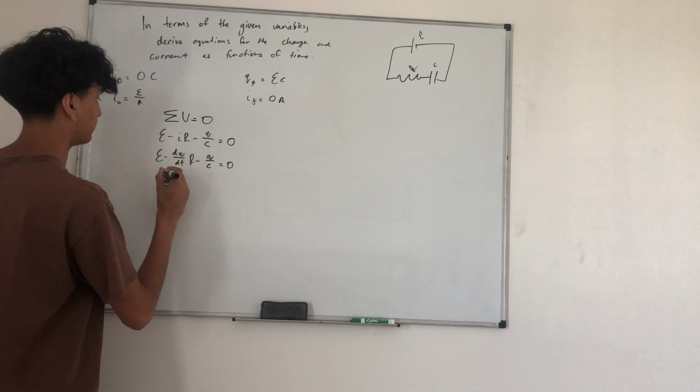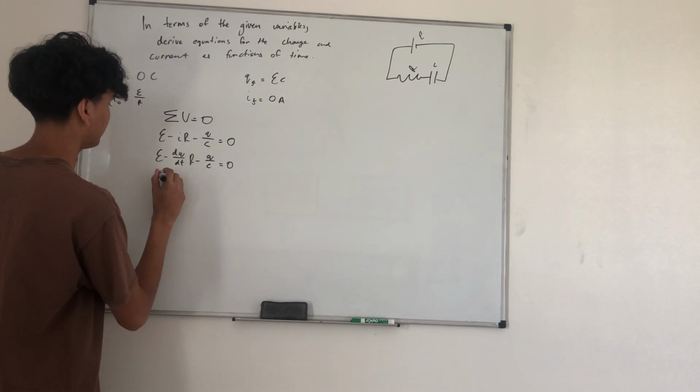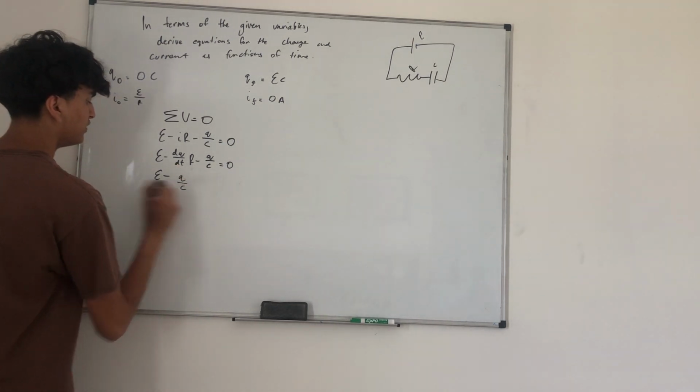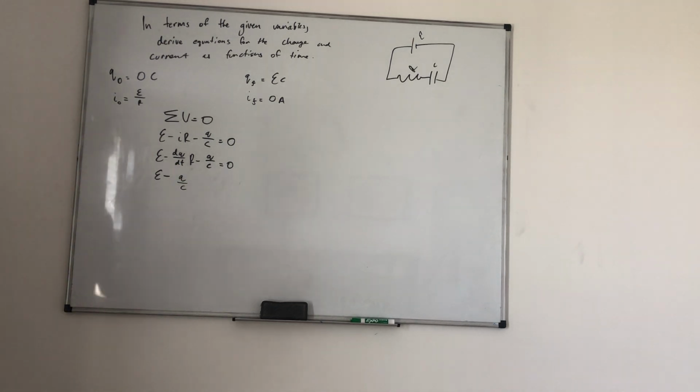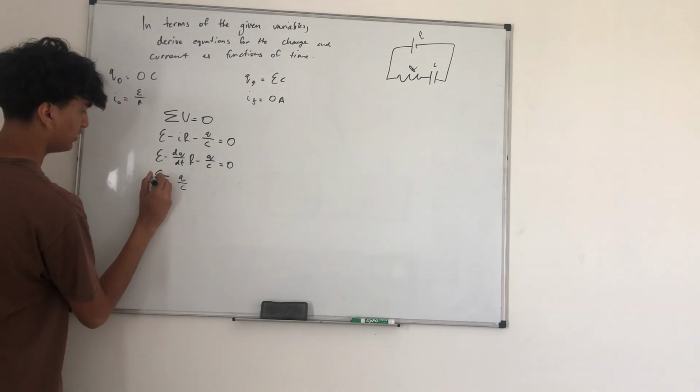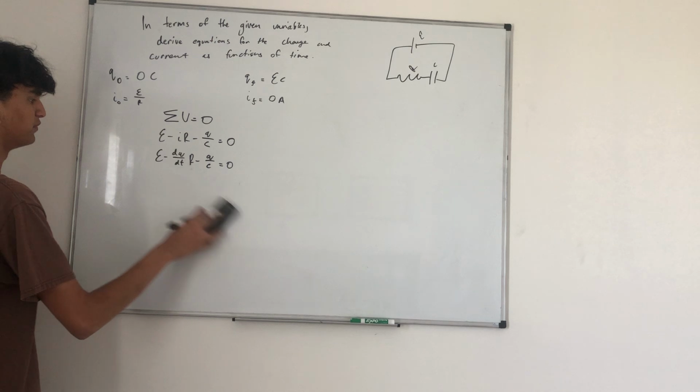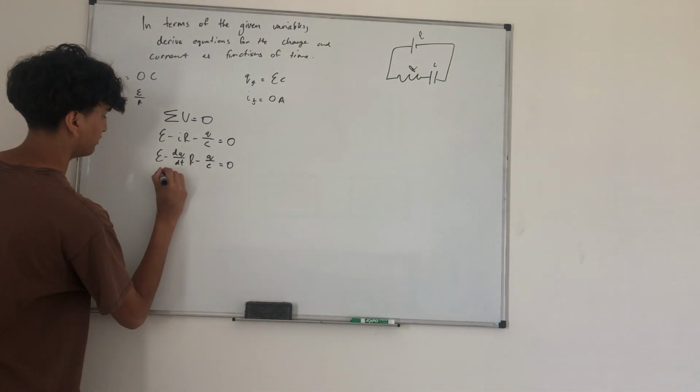We're going to get our dQ/dt on one side. So EMF minus Q over C, just for simplicity, we're going to make this one fraction. If we want to do that, we have to multiply by C over C. And then you get C times epsilon minus Q over C.